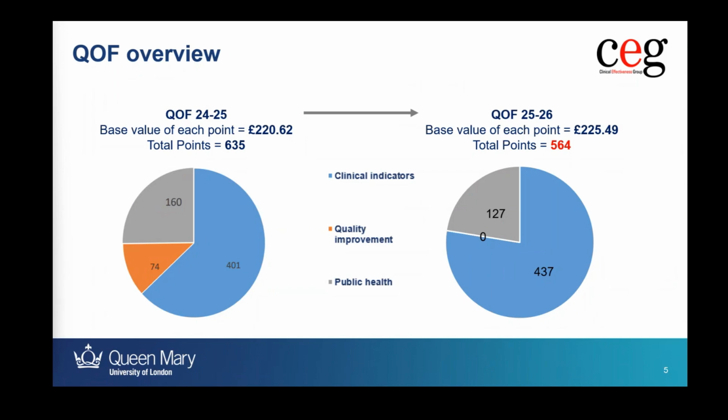On the right there now, you can see what's happened this year. Overall, immediately, you can see that more points were allocated to the clinical indicators domain. You've got the complete loss of the quality improvement domain, and you've got a reduced number of points allocated to the public health domain. I've highlighted it in red just to make it clear to you, the total number of points available this year is much less. You've got 564 points, but the base value has increased slightly to £225.49. I should have made that pie chart a little bit smaller, just to show you there's a bit less in the pot this year.